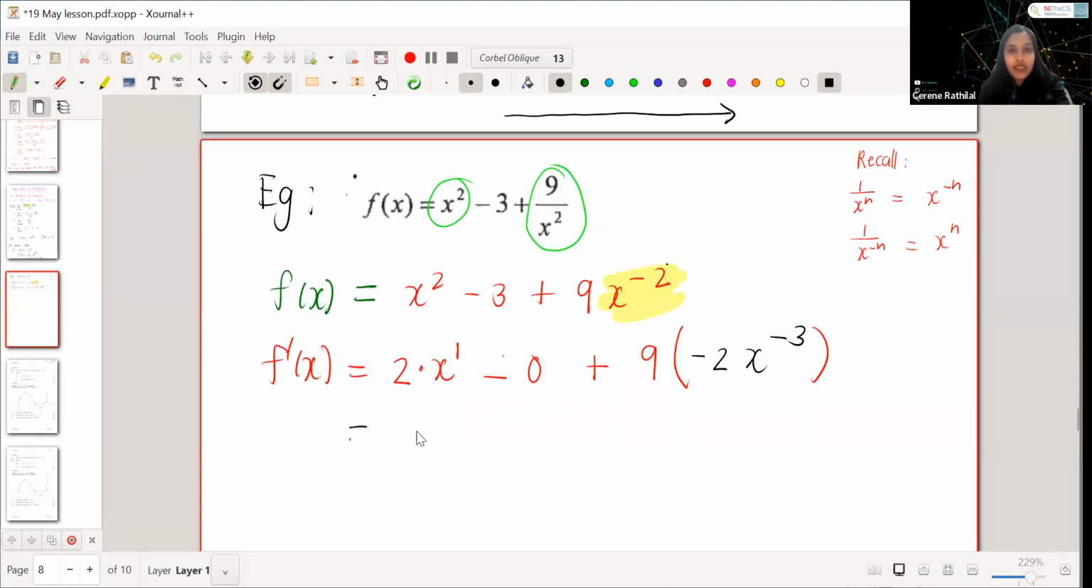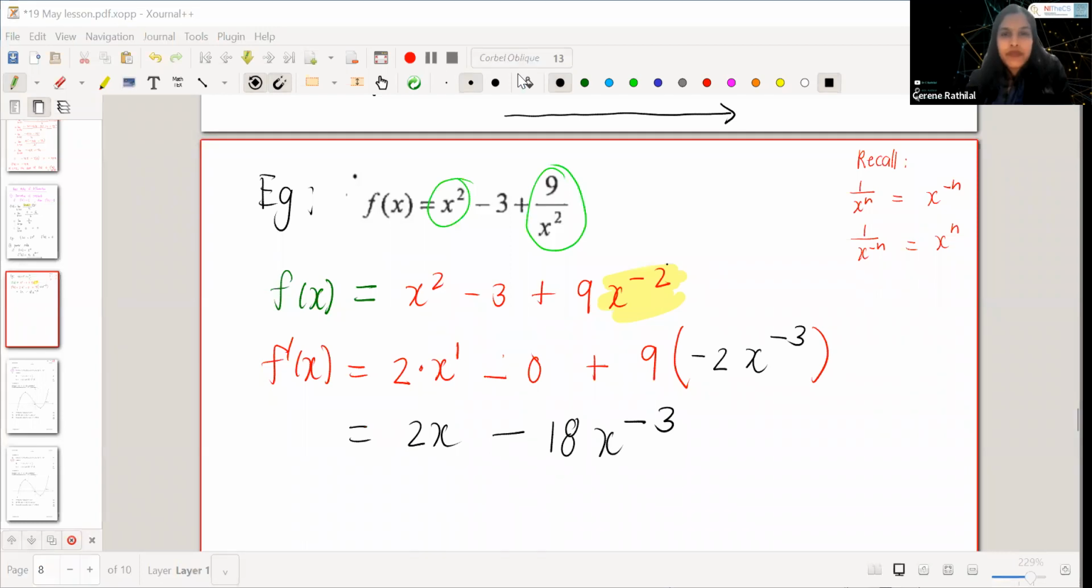So let's simplify. That is 2x plus 9 times negative 2, which is negative 18, times x raised to the power negative 3. And so this could essentially be the final answer, but whenever you write down your final answer, we typically do not like writing down negative exponents. So what we'd want to do is write down a positive exponent. Okay, that's what we want to do.